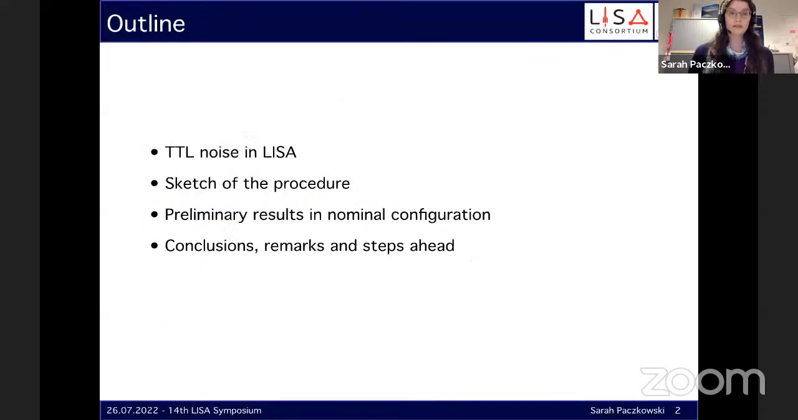So this little talk is structured as follows. In the last talk, you have already learned what tilt-to-length noise is and what we saw about in LISA Pathfinder. So I will just briefly highlight the aspects which are different in LISA. We have developed a procedure of how to subtract tilt-to-length noise in the post-processing, and I'll try to walk you through it with a little sketch. Then I will show you the results which we obtained with this procedure in our nominal configuration. And then at the end of the talk, I'll summarize the results and the steps.